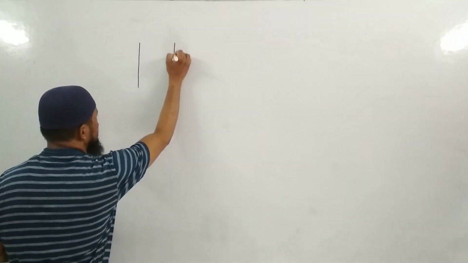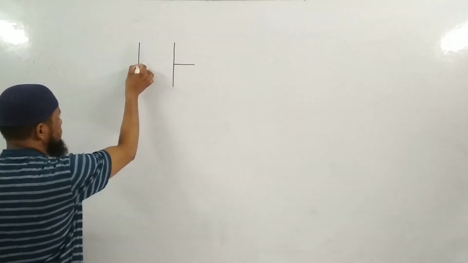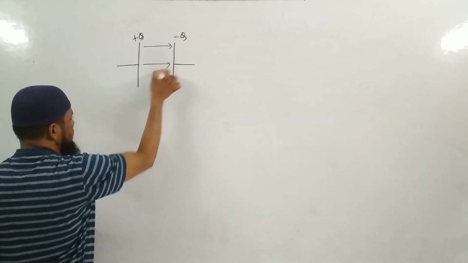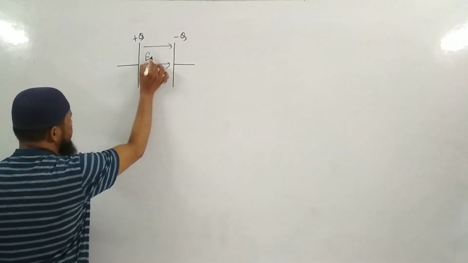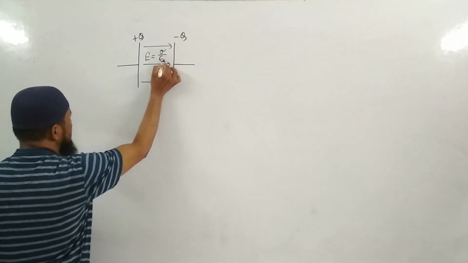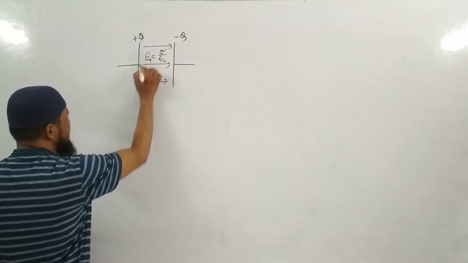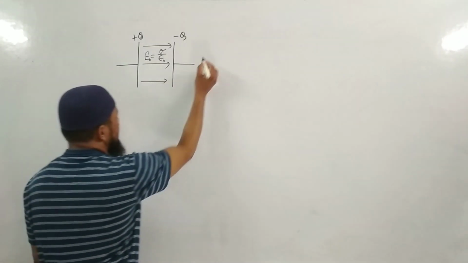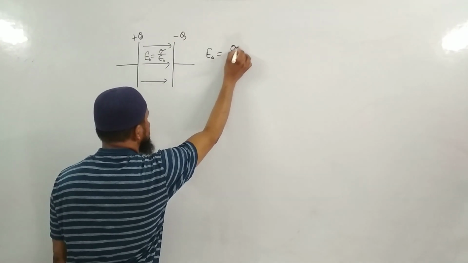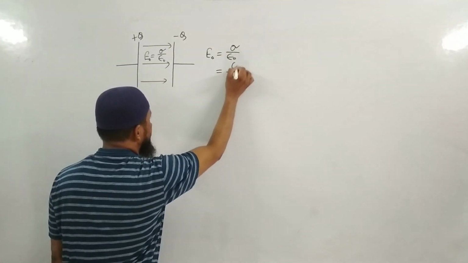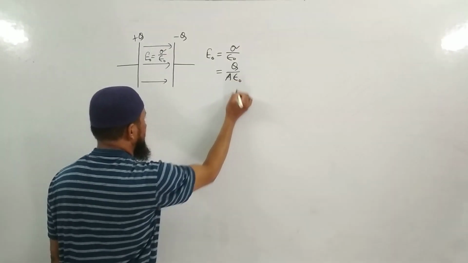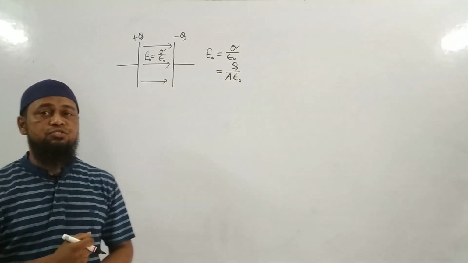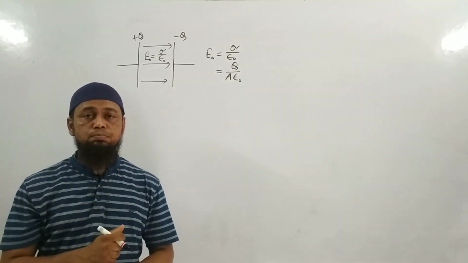This is a parallel plate capacitor, plus Q, minus Q. In between there is no medium, and here the electric field is what? Sigma by epsilon naught. Let me call it E naught, just to represent vacuum. E naught is sigma by epsilon naught, or we can write it as Q divided by A epsilon naught, since sigma is nothing but Q divided by A. This is the electric field when the space between the two plates is vacuum.